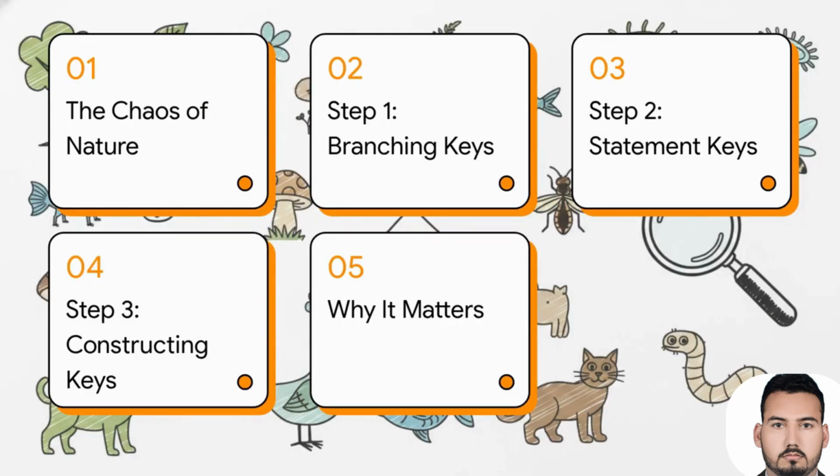So, to turn all that chaos into order, here is our game plan for today. 1. The chaos of nature. 2. Step 1. Branching keys. 3. Step 2. Statement keys. 4. Step 3. Constructing keys. And 5. Why classification matters.